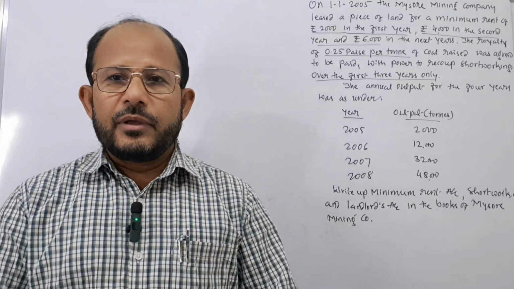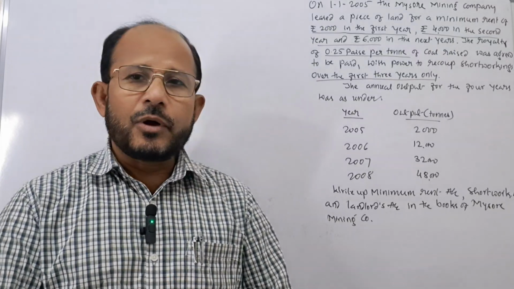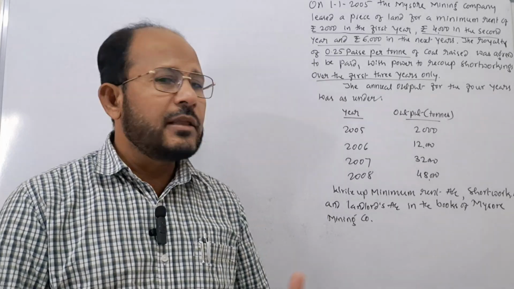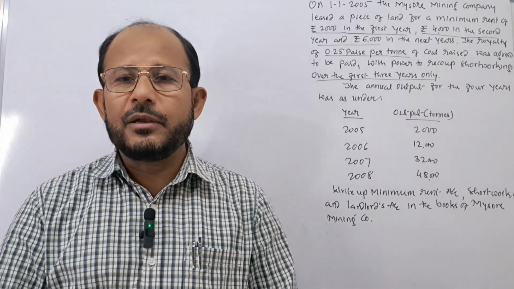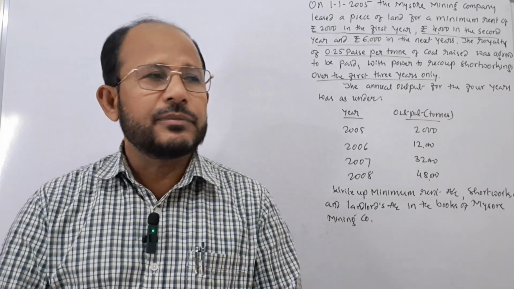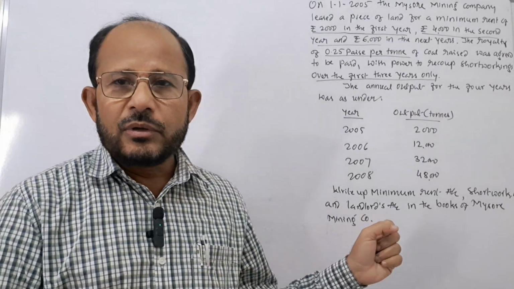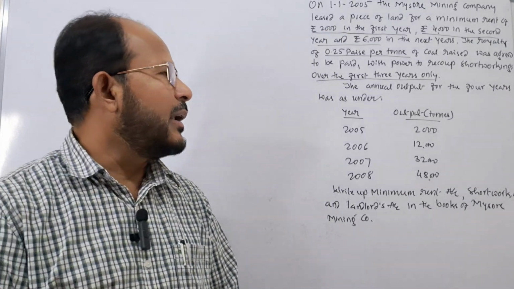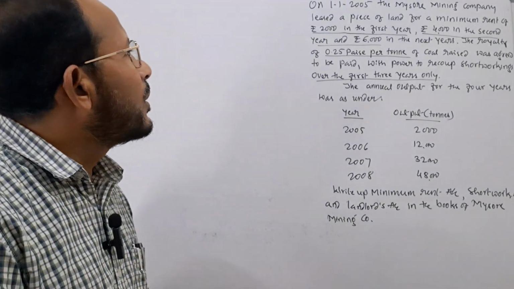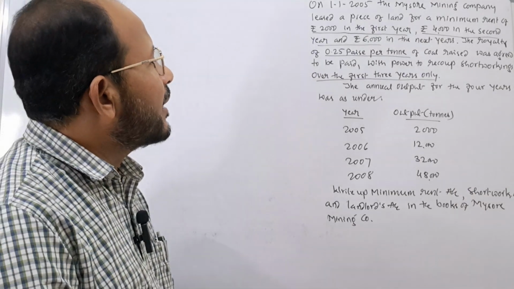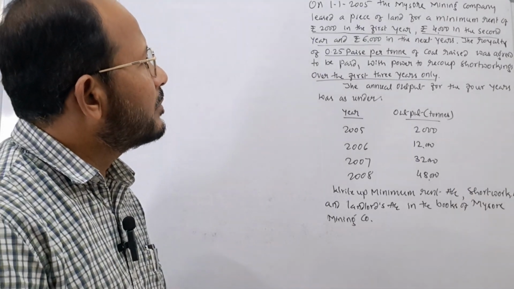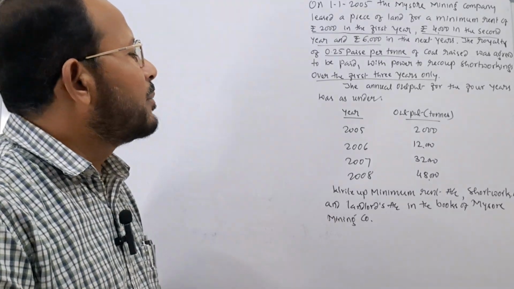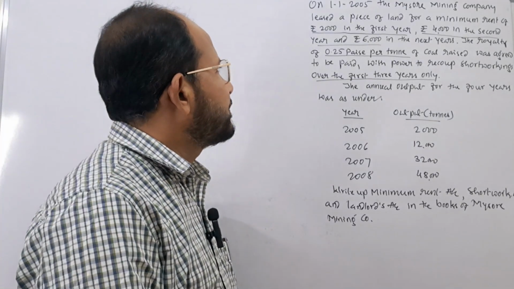Dear students, I have come up with a new problem today on the royalty accounts. In this problem, we are going to prepare minimum rent account and also other accounts: royalty account, short workings account and landlord's account also. Okay, here the problem is written on the board. We'll go through the problem, try to understand it. Then after that, we can prepare the necessary accounts.